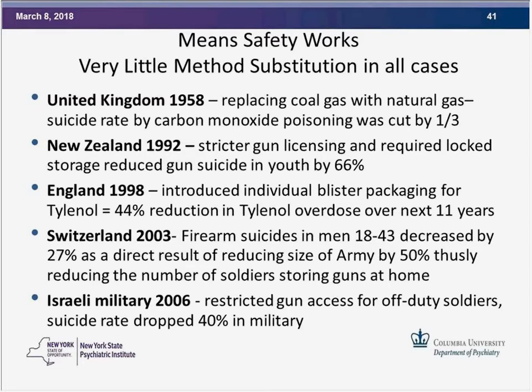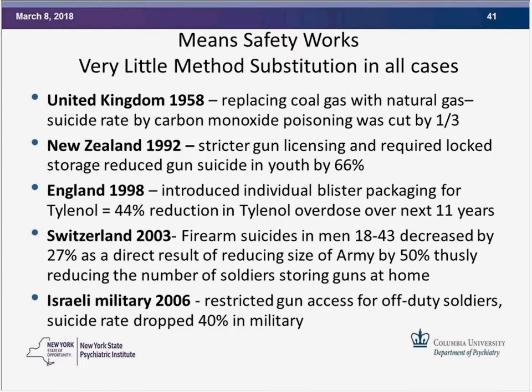And when they did that, they reduced their carbon monoxide poisonings by a third without seeing an increase in other methods. So when people thought this was the way they were going to do it and it didn't work, or they realized they couldn't, they didn't go and then find another way. It gives time for that ambivalence to act. And that's what we're looking for in means safety or means restriction.